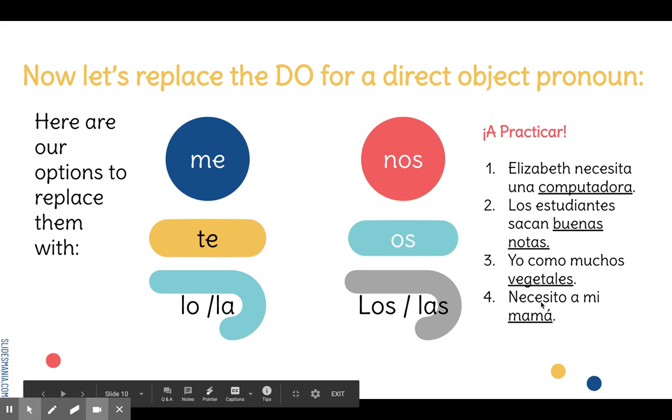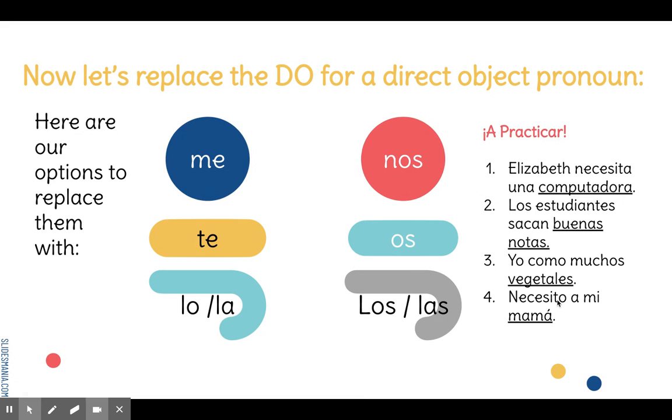So I ask myself, who's the subject? It's going to be I, even though "yo" isn't there. You can't just bluntly say "yo." I know I'm the subject because the verb ending tells me that it's "yo," right? The "o" on there tells me it's me. The verb is need, and who do I need? Mom. Mom is my DO. So my DOP to replace mom is going to be "la," okay? So people can be direct object pronouns in sentences.